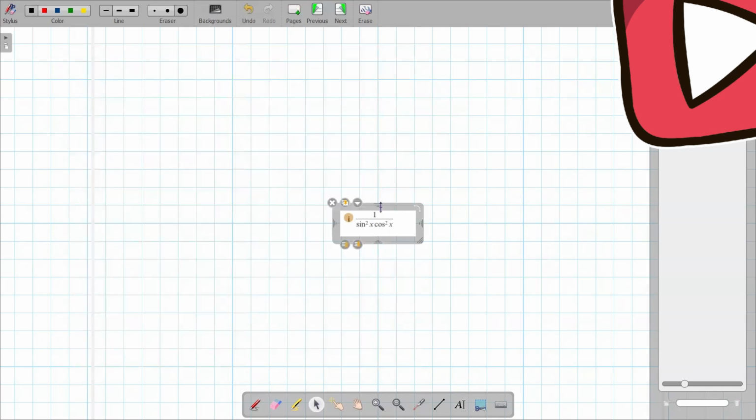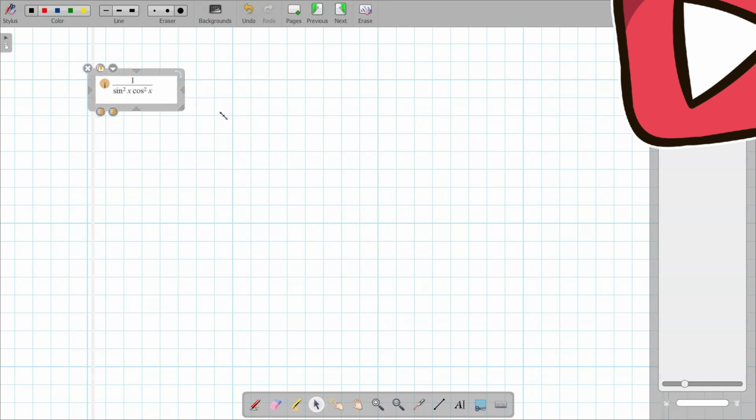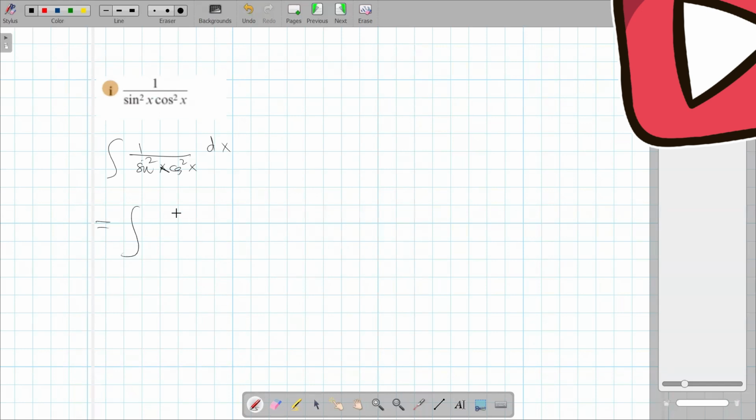Let's see how to solve this. How will you solve this? Sine square into cos square in the denominator. This is 1 over sine square x into cosine square x dx. What to do? Should we use the double angle formula? Yes. So that is an option. What will I do now?